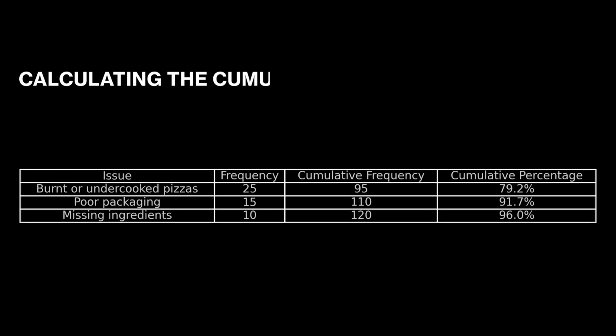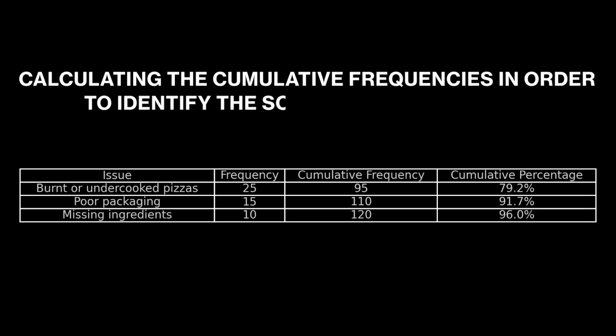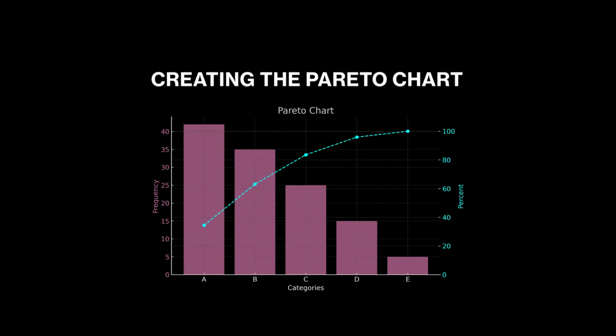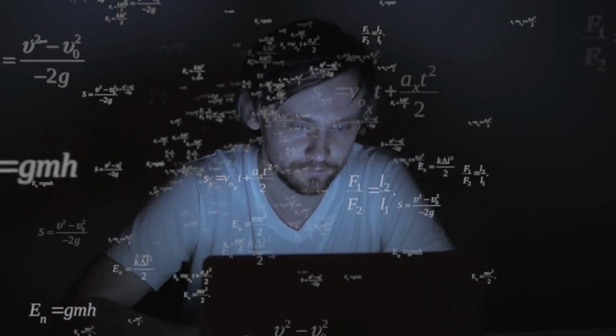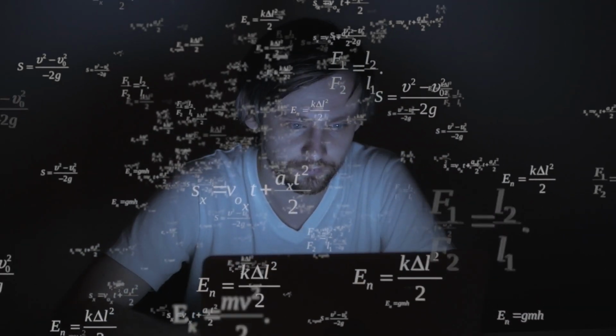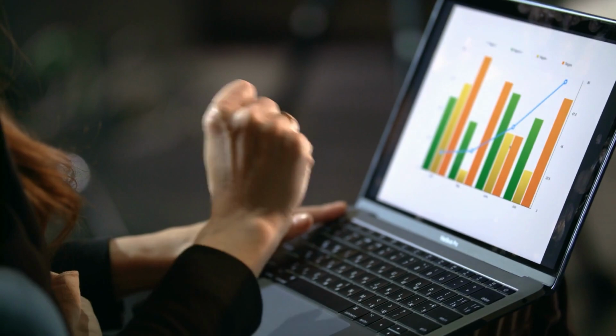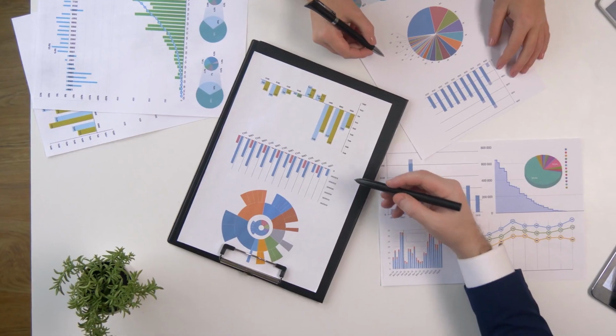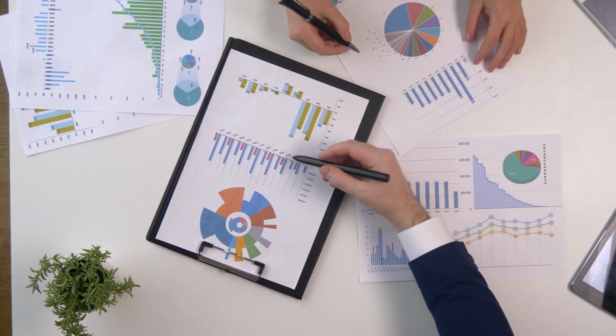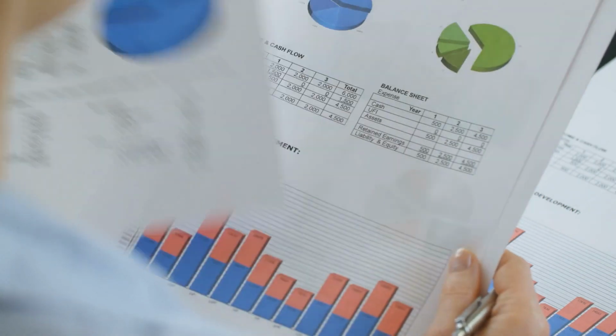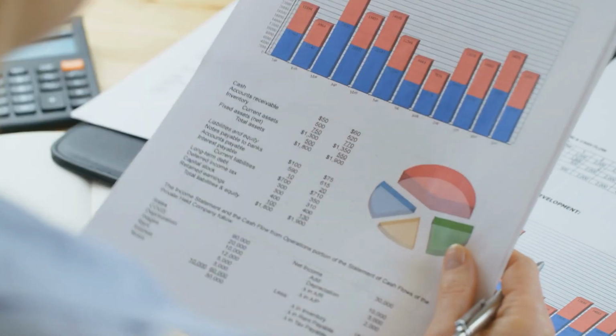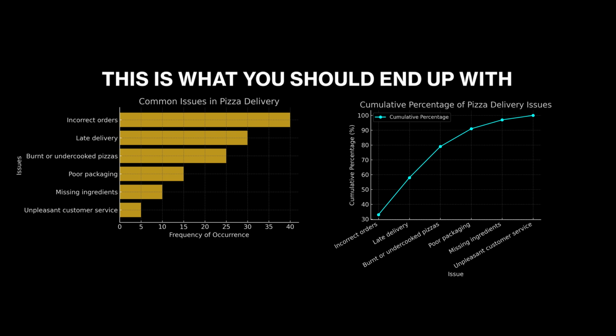With that out of the way, it's time for the third step, calculating the cumulative frequencies in order to identify the so-called critical few. Once you do that for all the categories, you can move on to your fourth step, creating the Pareto chart. And no, you don't need to take AP Maths for this. Each problem is represented by a bar on the graph. The taller the bar, the more often that problem happens. Then, a line graph is drawn over the bars to show the cumulative percentage of problems. This is what you should end up with.